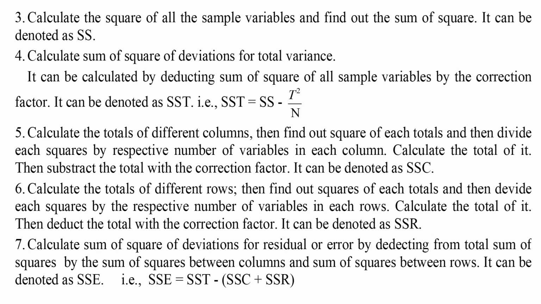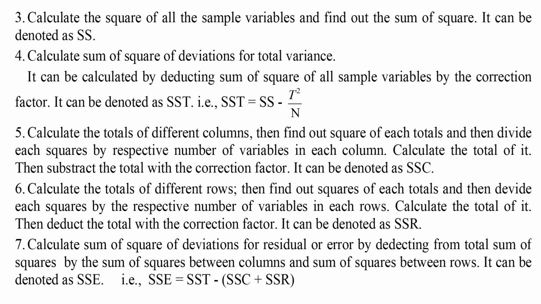5. Calculate the totals of different columns, then find out the square of each total and then divide each square by the respective number of variables in each column. Calculate the total of it. Then subtract the correction factor from the total. It can be denoted as SSC.